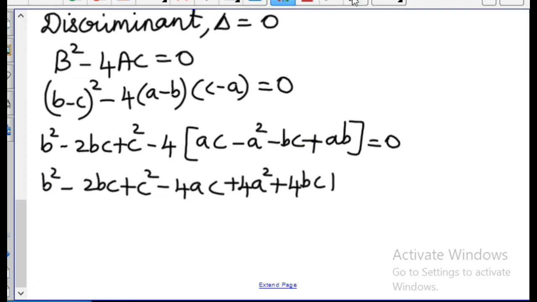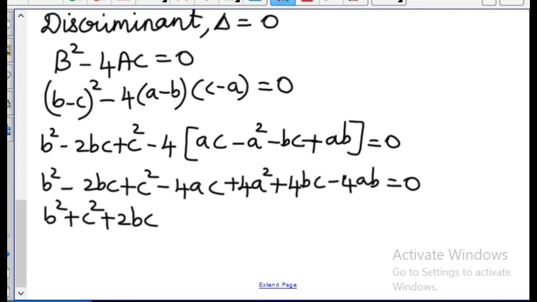minus 4ab equal to 0. So you have to check whether the same terms get cancelled. So b square, c square, no pair. So write it as b square plus c square minus 2bc. There you have plus 4bc. So simplifying, you will get 2bc. So first 3 terms over. Next minus 4ac. Minus 4ac, we don't have another 4ac here.